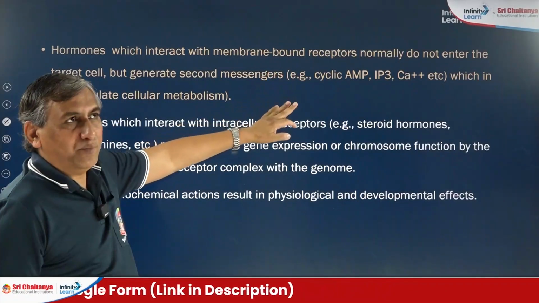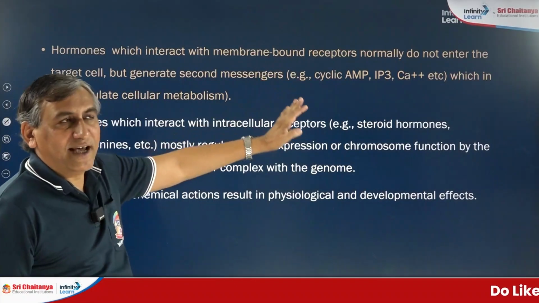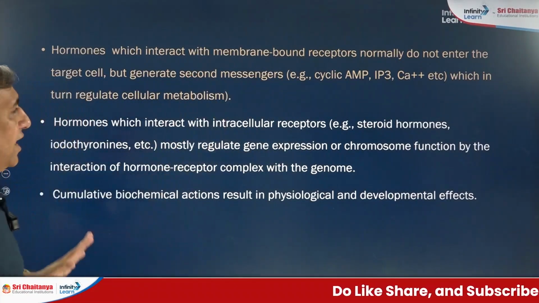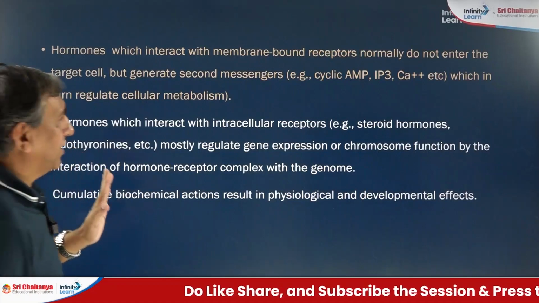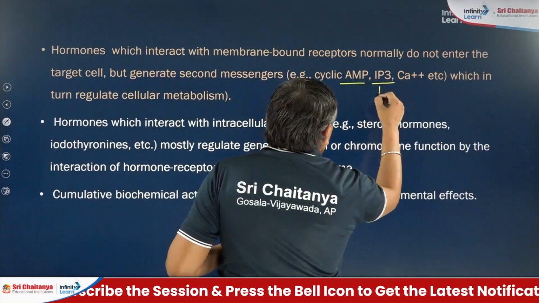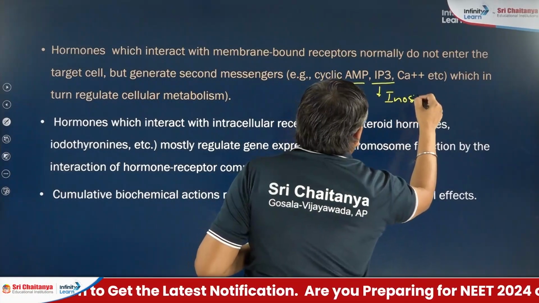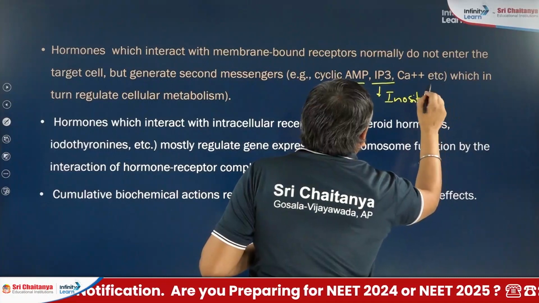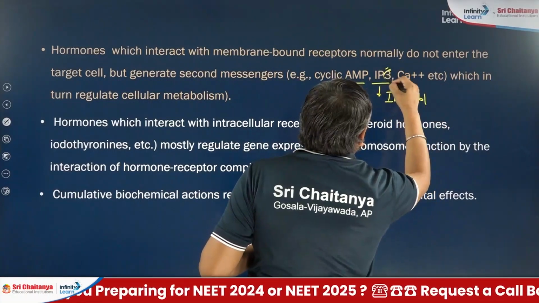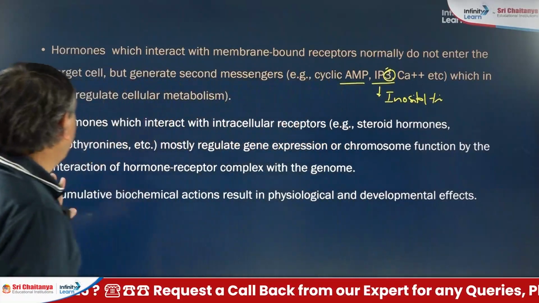Cyclic AMP, AMP means adenosine monophosphate, calcium ions, and IP3. IP3 is inositol triphosphate. Three phosphates are there. Triphosphate. So that is the IP3 and calcium ions.